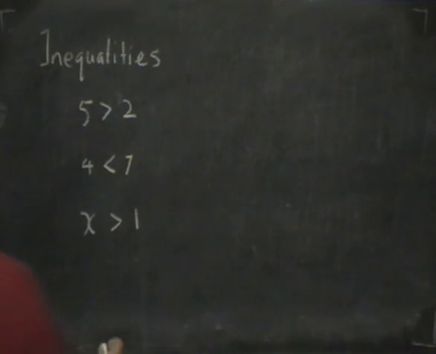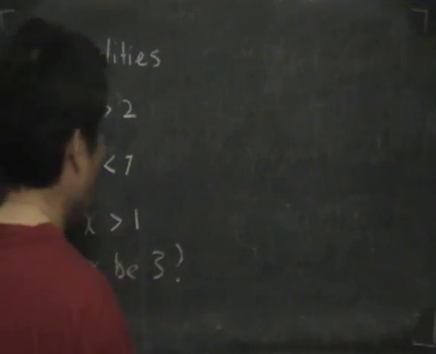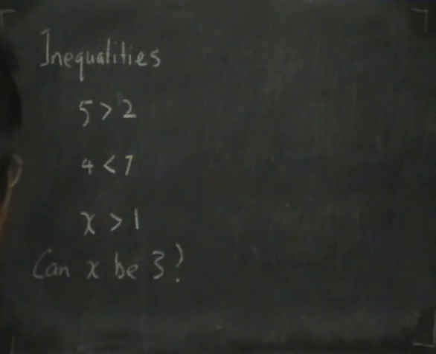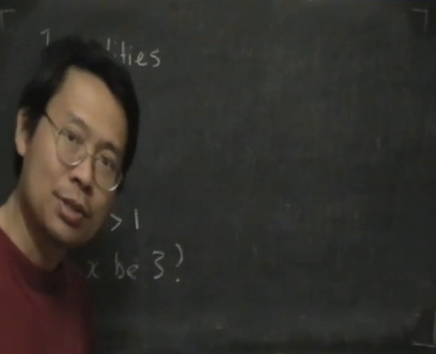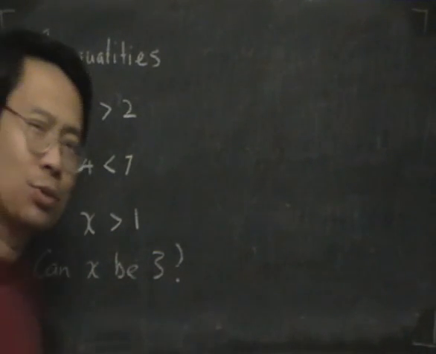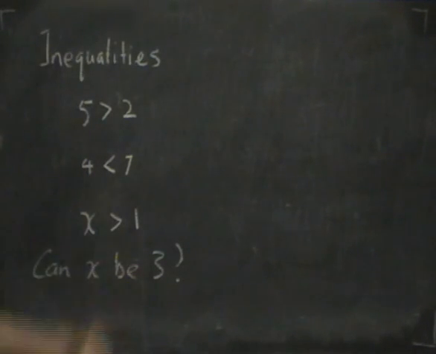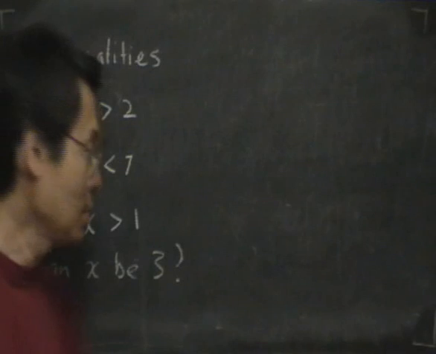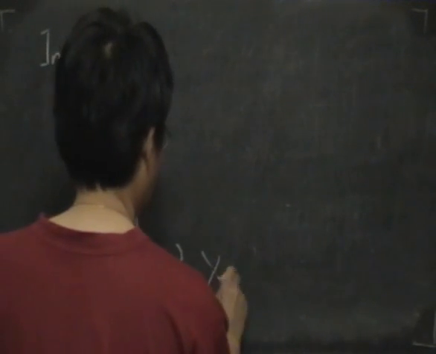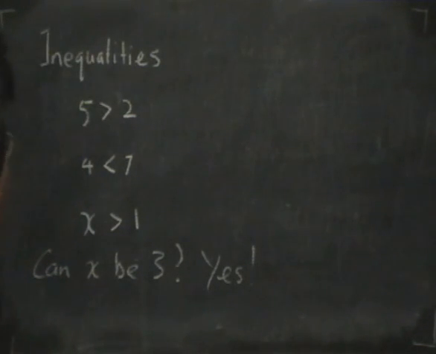So we ask the question, okay, can x be 3? For example, can x be 3? Well, x is a number that is greater than 1. And if x is 3, is it greater than 1? Yes, of course, 3 is greater than 1. So therefore, the answer is yes. X can be 3.